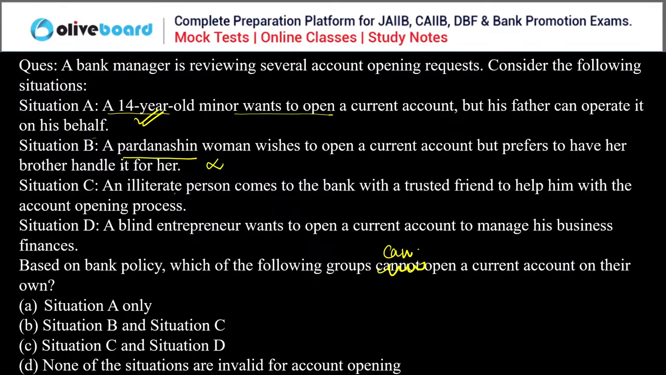An illiterate person is not allowed to open a current account. A blind person is also not allowed to open a current account. So it is a strict no, whether their brother wants to handle it, or friends come with them, or there is a current account to manage their finance. There is no flexibility in these cases. So only situation A is the correct answer, because there is some flexibility in that case.